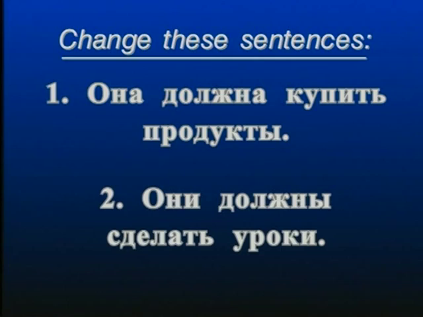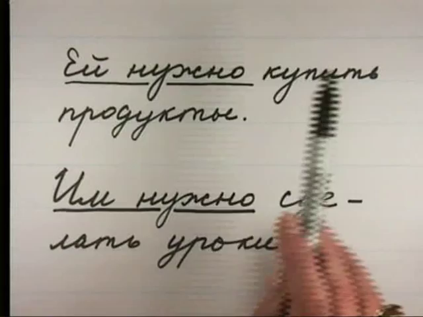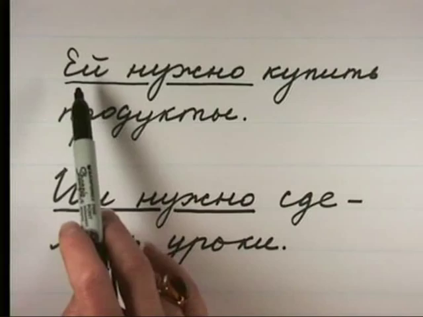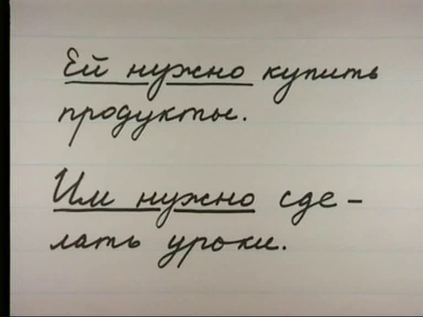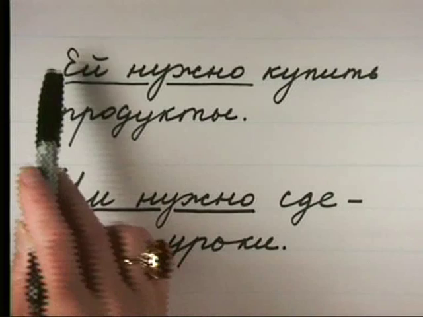Так, ну хорошо. Итак, вы уже сделали это упражнение, и давайте посмотрим, что вы написали. Она должна купить продукты. Ей нужно купить продукты. It is necessary for her. And your second sentence should say, им нужно сделать уроки. Or instead of нужно, you can use the word надо. Им надо сделать уроки. But the important part here is for you to use the dative case.